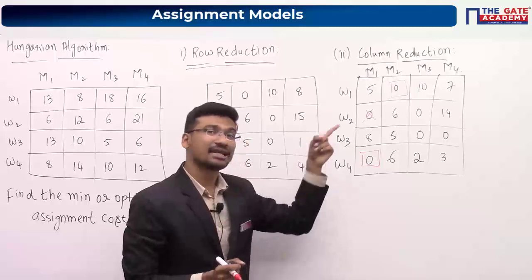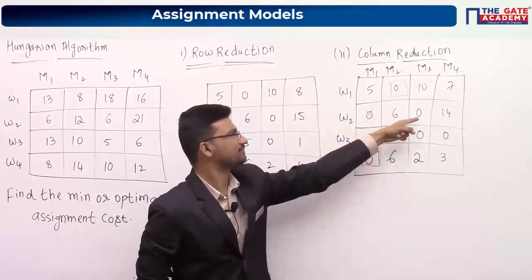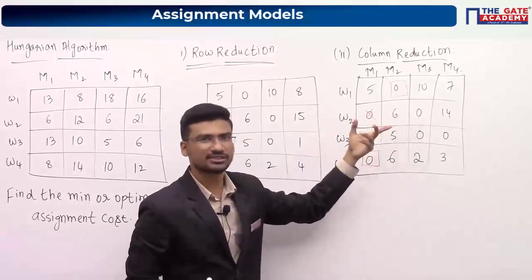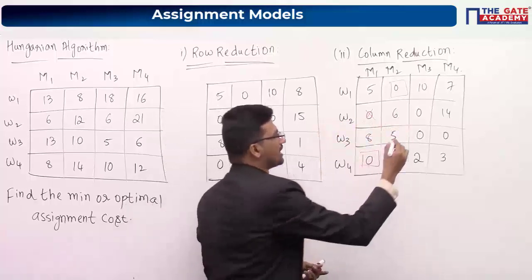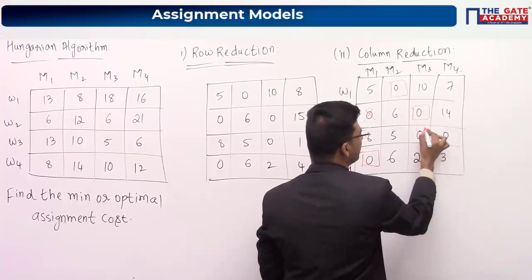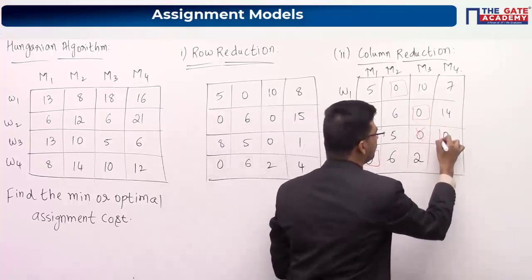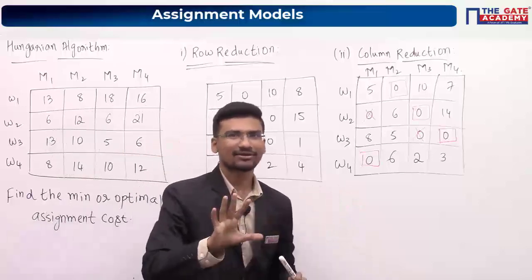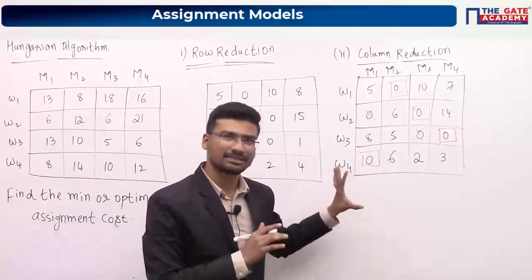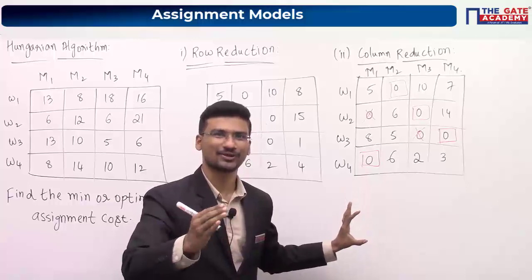Now observe, is there any single zero row present? Obviously, there is a single zero row because this zero you have cancelled already, right? So now we are having a single zero row. So assign here and cancel this zero. Now we are having single zero row, assign. Now we have done assignment. So what is your assignment? So I will take your doubts, okay? So please be patient. Let me complete this algorithm. After that I will take your doubts, okay?